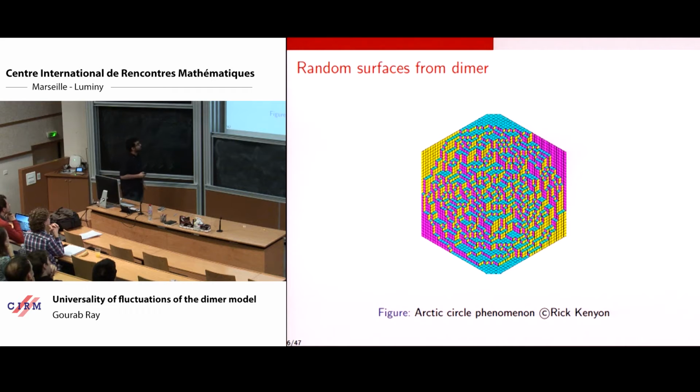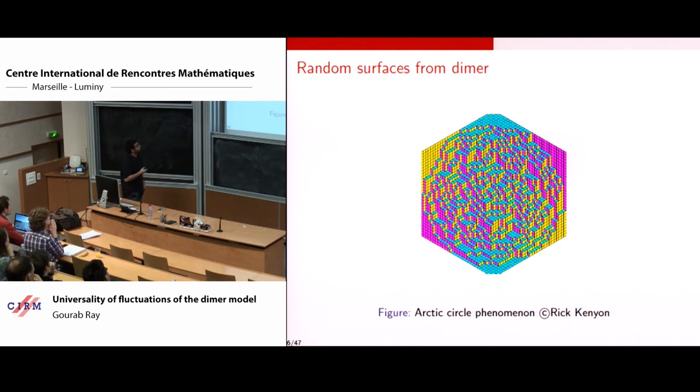So here's some nice pictures by Rick Kenyon. Here, the boundary curve is a hexagon, and I'm looking at a uniform lozenge tiling. I find this picture very, very interesting because you can see that the boundary sort of determines not only the mean surface, but also how the fluctuation behaves if you look at certain points inside.